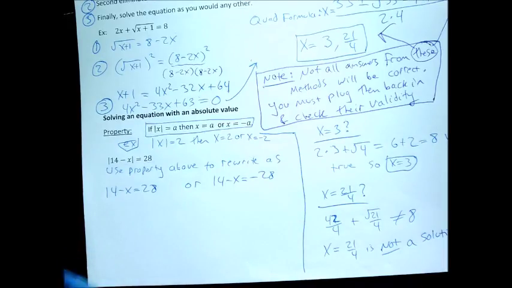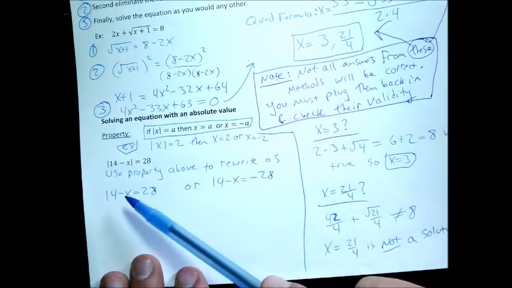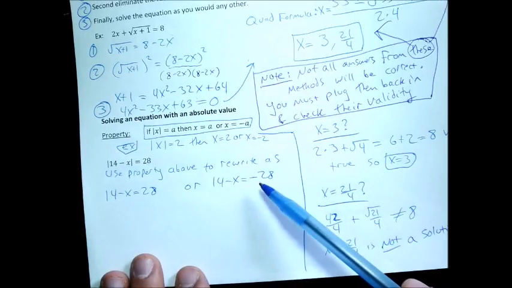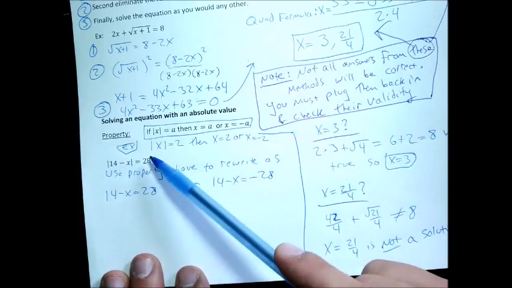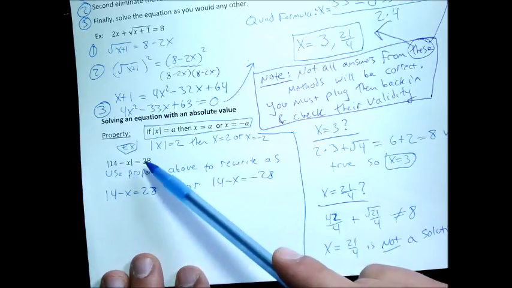So no matter how complicated an expression looks, that's how we do it. We rewrite it, we drop the absolute value, and we rewrite it two different ways. One with the positive, like that, and one with the negative, like that.